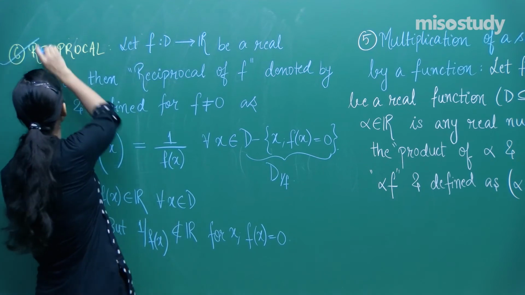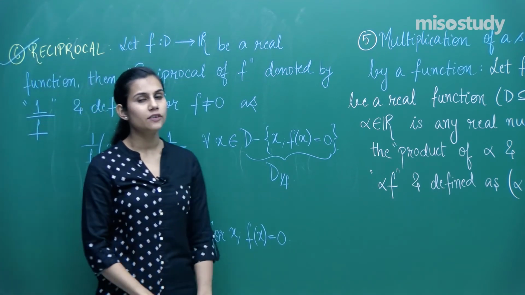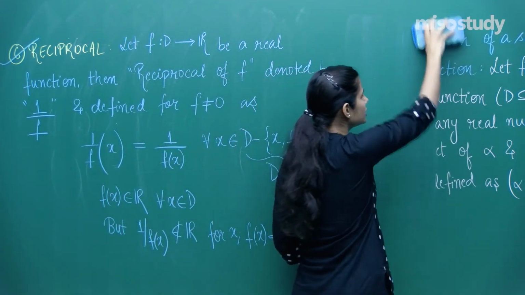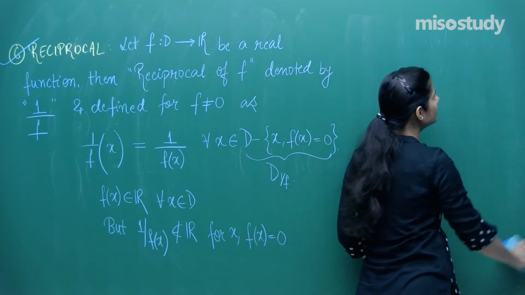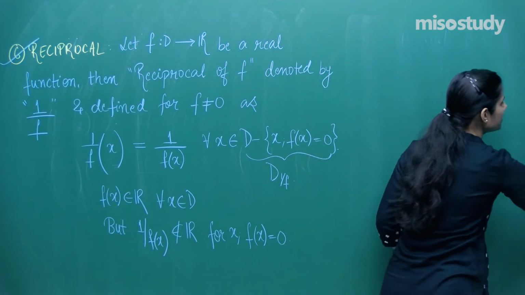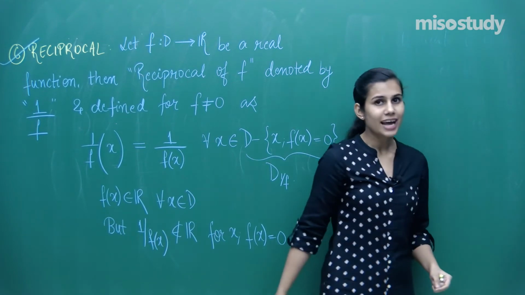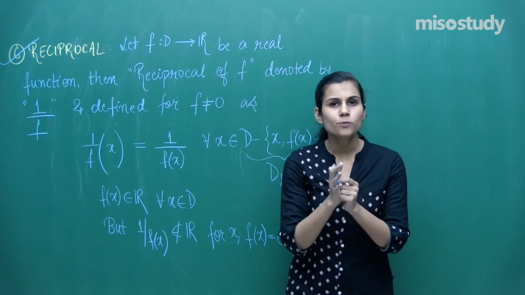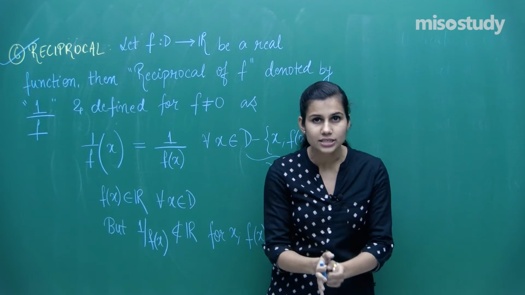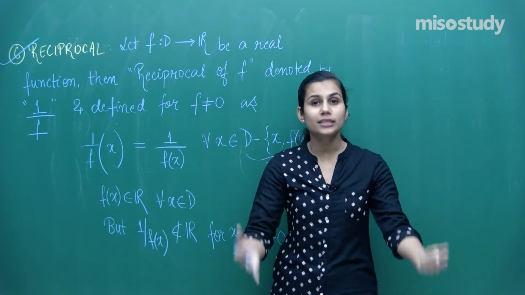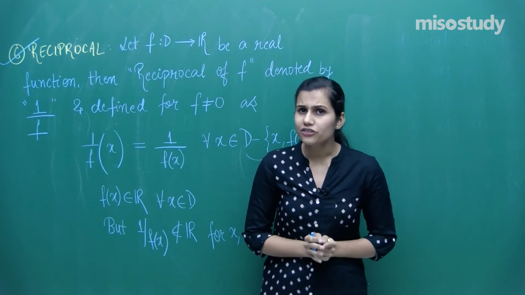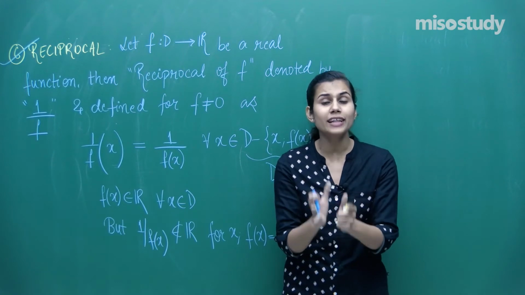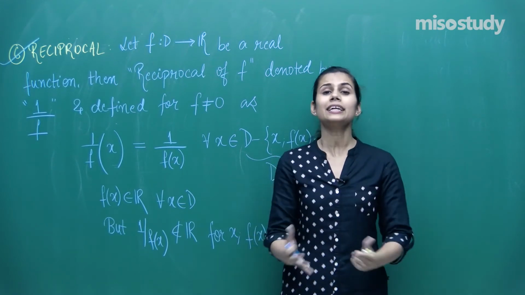This completes my operations on the real functions topic. We discussed several operations on real functions: the addition, subtraction, product, quotient, multiplication of a scalar by a function, and in the end, the reciprocal of that function. It's now time to move on from the operations of functions, which basically helped us in constructing new functions. What did operations do? These operations basically helped us to bind functions, more than one function, to bind them and create new functions.